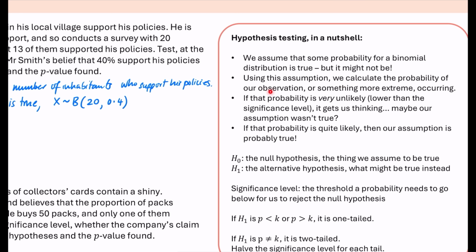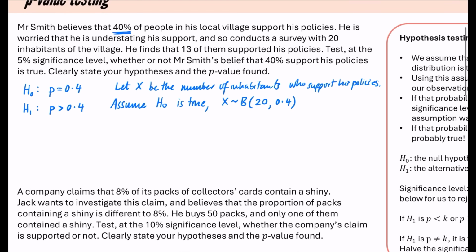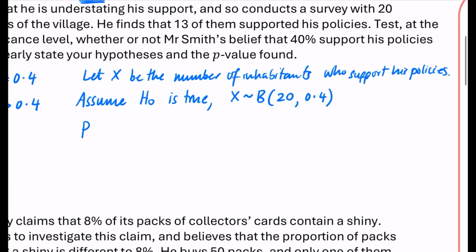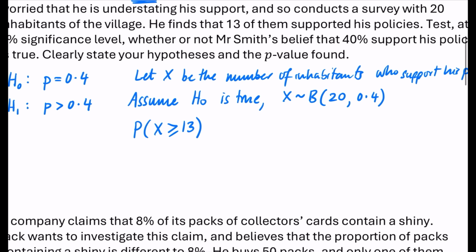So we're going to calculate the probability of our observation or something more extreme, because that would also contribute to us considering that the alternative hypothesis is true. So we are going to calculate the probability that X is greater than or equal to 13. You'll notice it also matches this inequality. So if it was less than, we would usually be doing something that was less than.